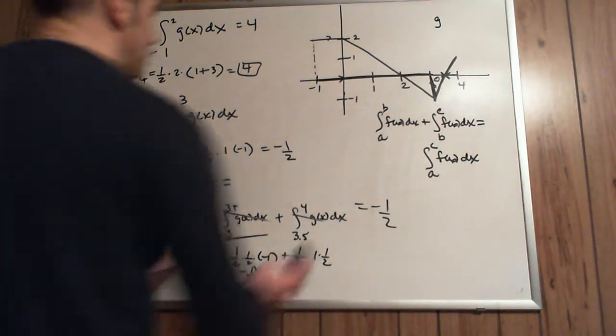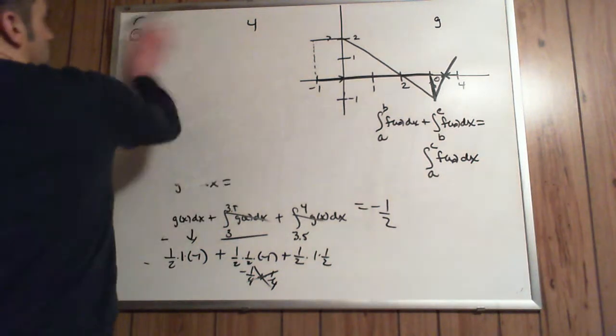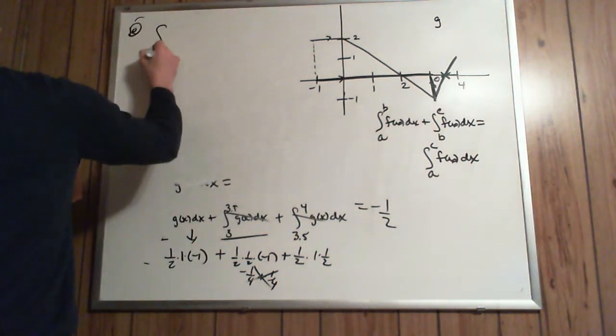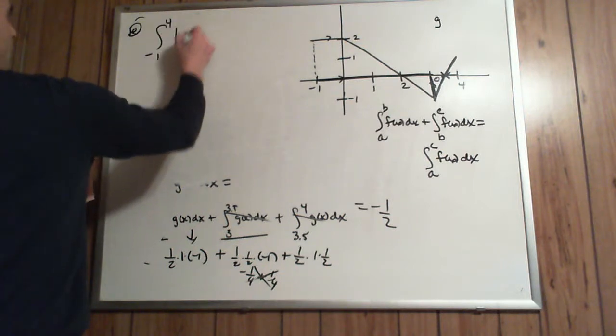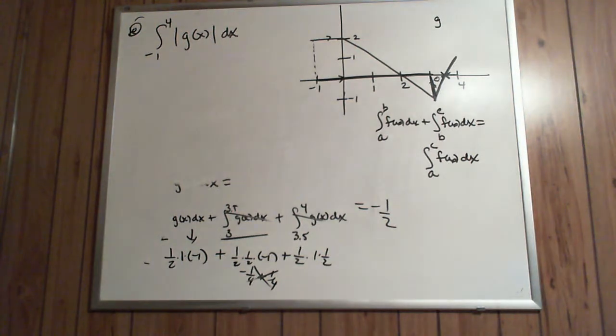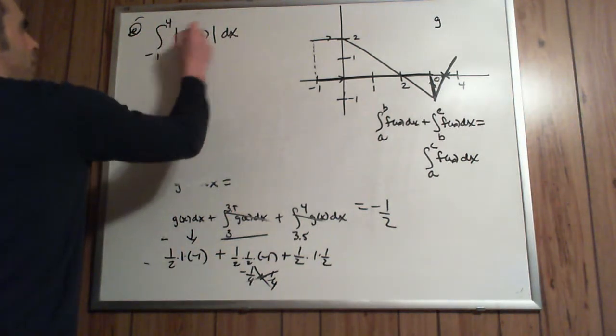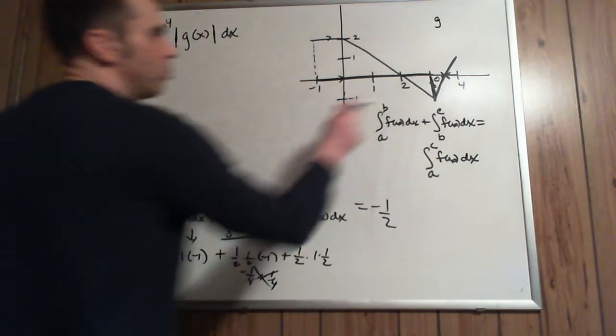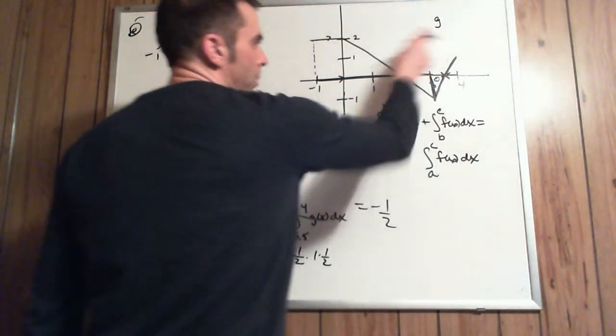And number 10, now we have a number 10. The definite integral from -1 to 4 of the absolute value of g at x dx. What this means to do is, think about it, the absolute value of g at x. It's going to take all these y's that are negative and flip them up.